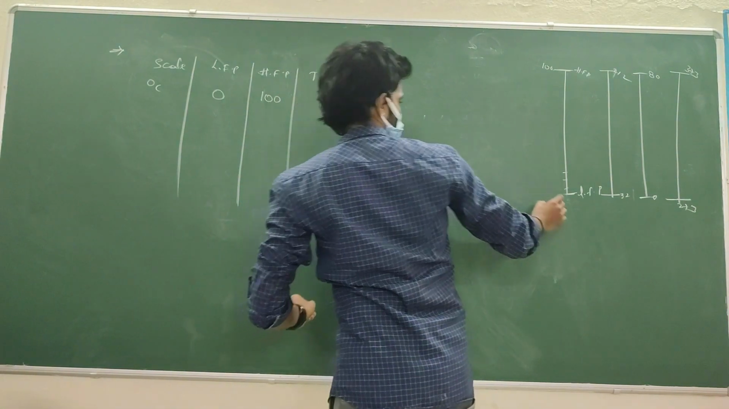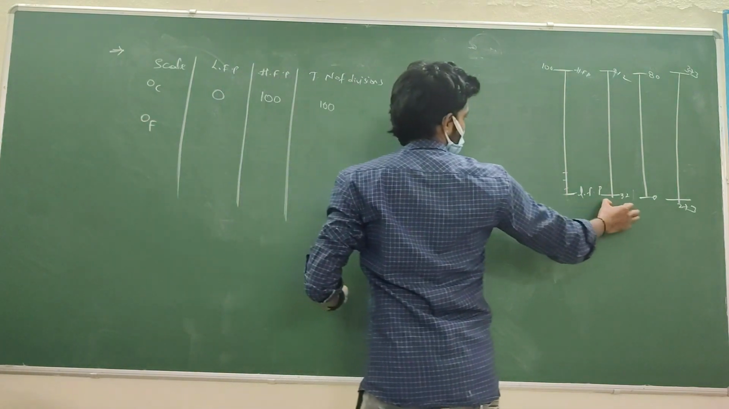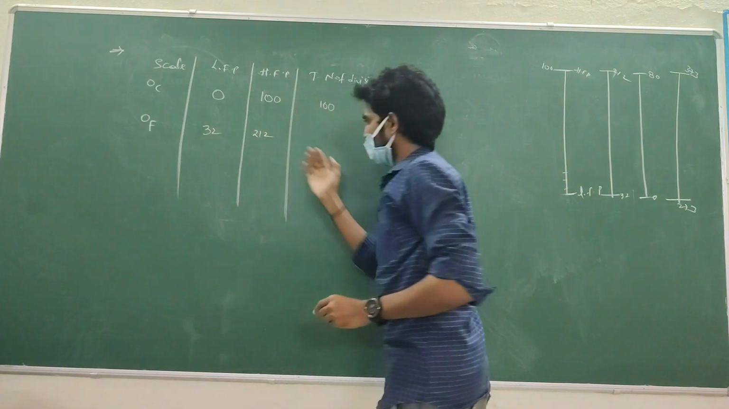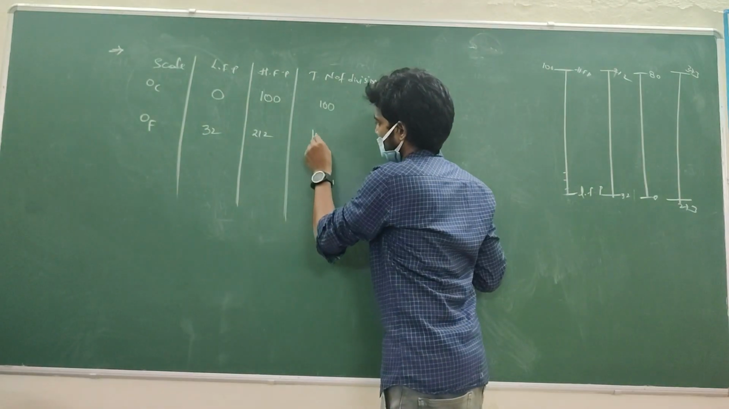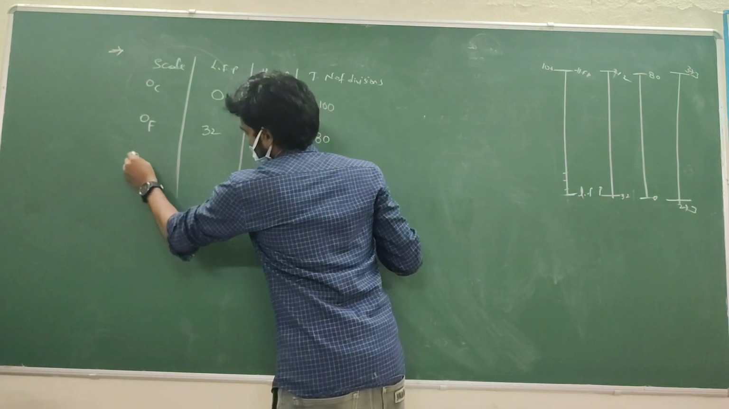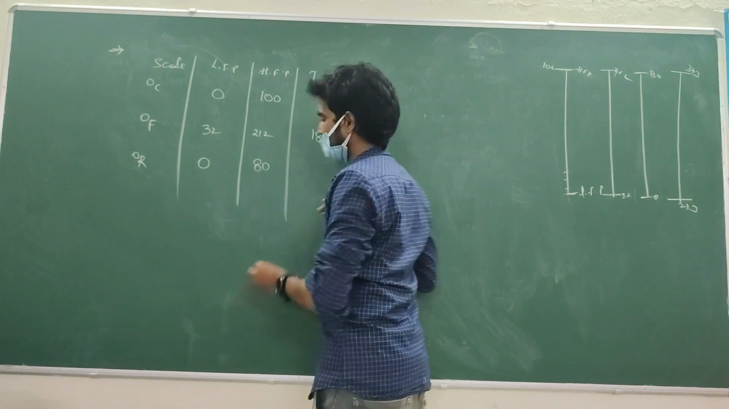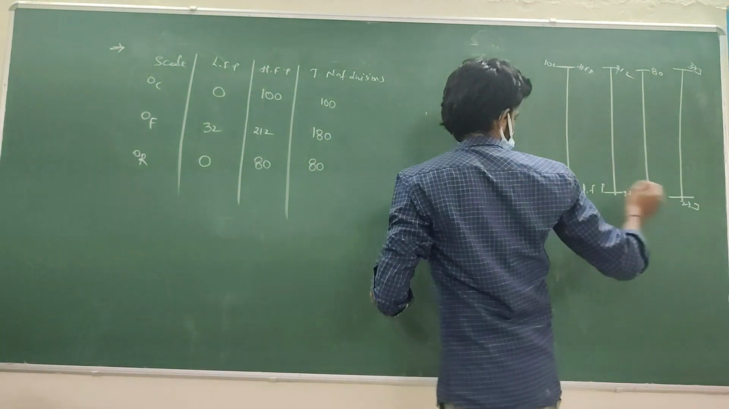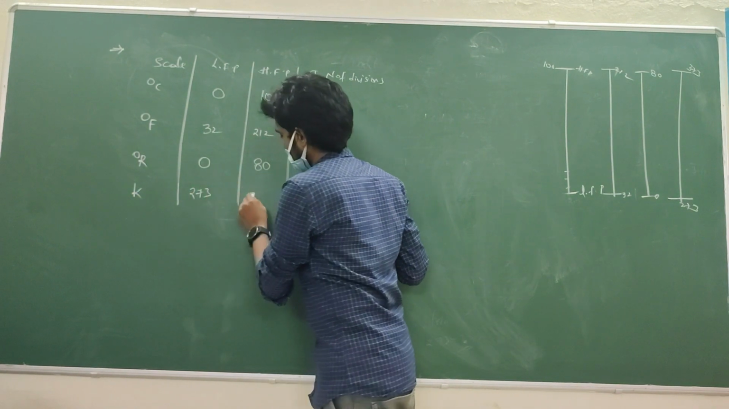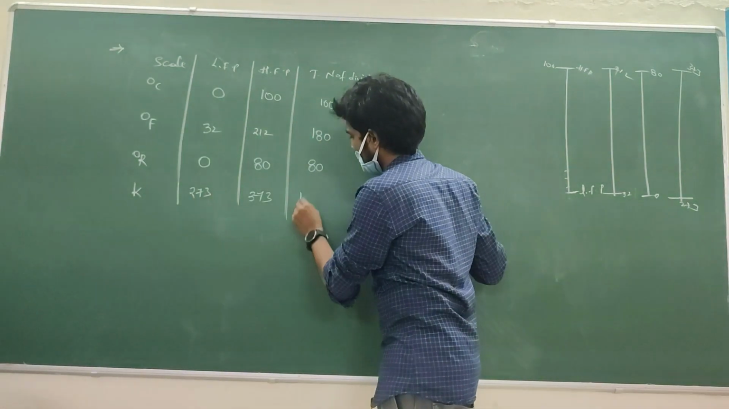Next, the degree Fahrenheit scale begins with 32 and ends with 212. So 212 minus 32 is 180. In the third case, the degree Reaumur scale begins with 0 and ends with 80. Overall, 80 minus 0, 80 divisions. And finally, the Kelvin scale begins with 273 and ends with 373. 373 minus 273 is 100.